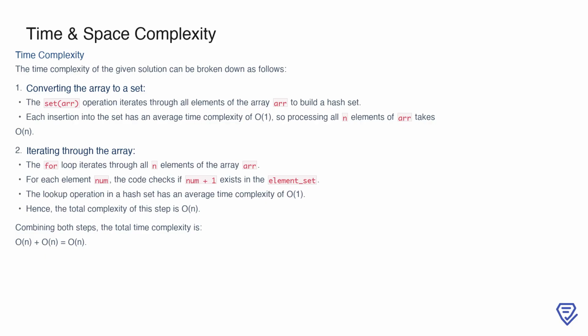Next, we iterate through the array with a for loop. For each element, we check if number plus 1 exists in the hash set. The lookup operation in a hash set is also O(1) on average, and since we perform this operation for all n elements, the total time complexity of this step is O(n). When we combine both steps, the overall time complexity becomes O(n) plus O(n), which simplifies to O(n).